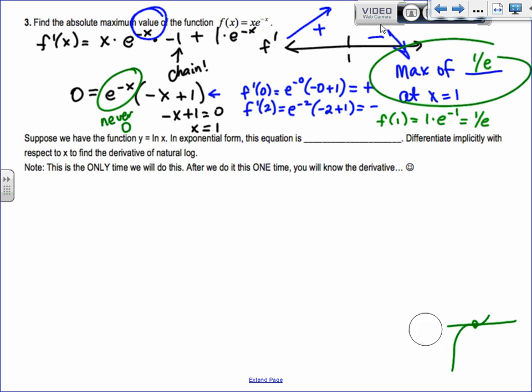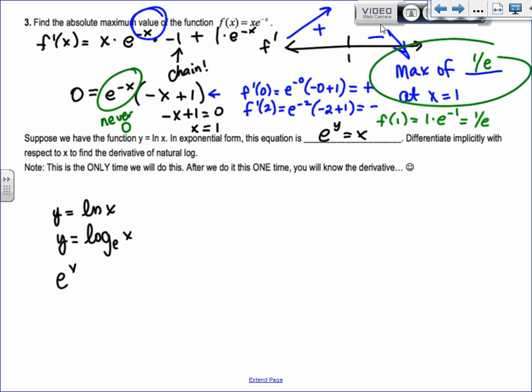All right, so next up, we're going to learn what the derivative of natural log of x is. So it says, suppose we have the function y equals natural log of x. Okay, we're going to go back to our basics in Algebra 2. It says in exponential form, this equation is what? So think about it. If I have y equals natural log of x, that's y equals log base e of x. So how do you switch forms? E to what? E to the y equals x.